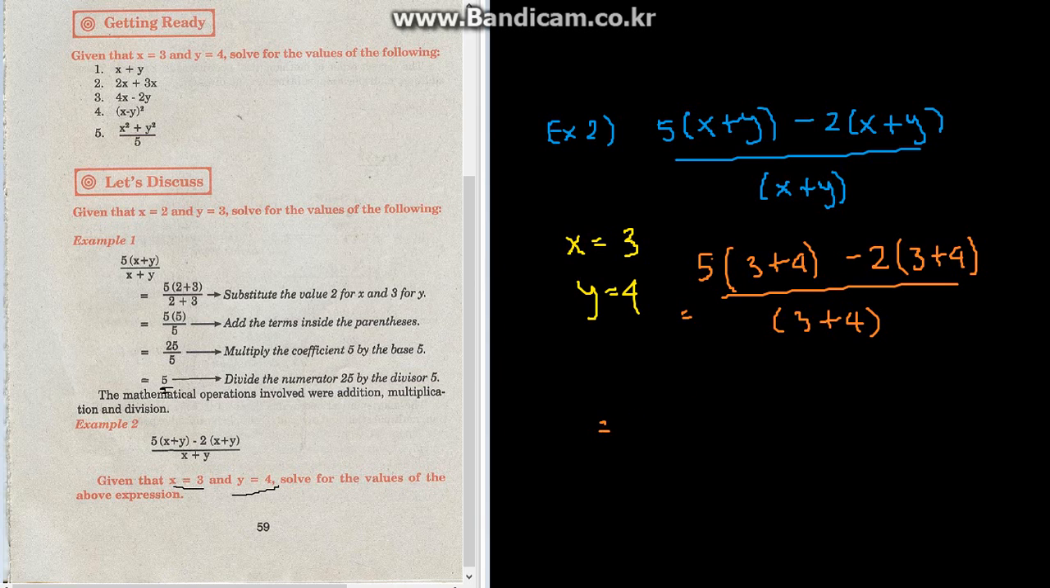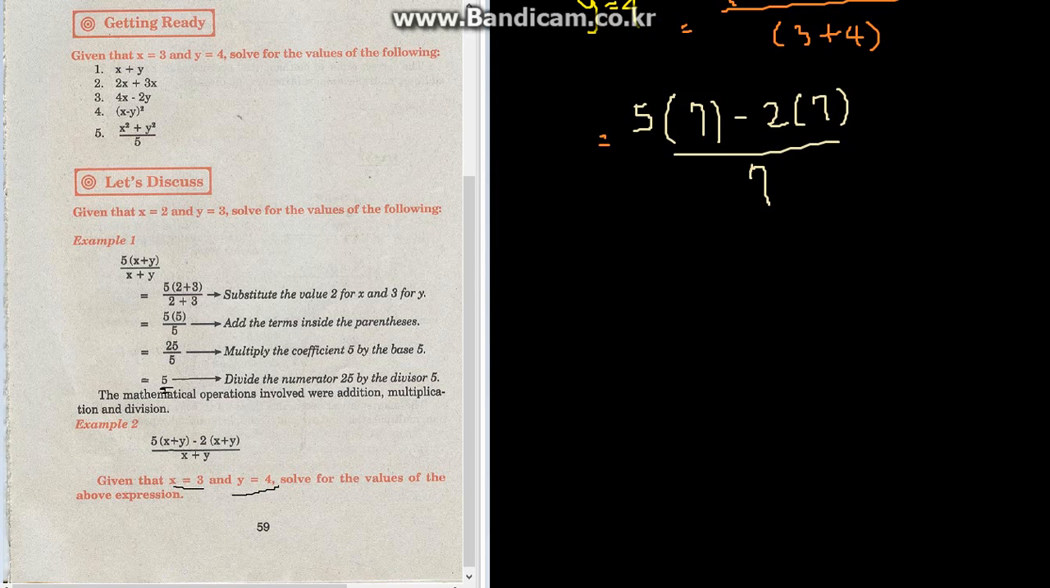Which one do we do first? Do we multiply it first, or do we subtract, or do we add? Well, we have to do the ones inside the parentheses first. So 3 plus 4 is 7, minus 2 times 7, divided by 7. Well, then we multiply, right?